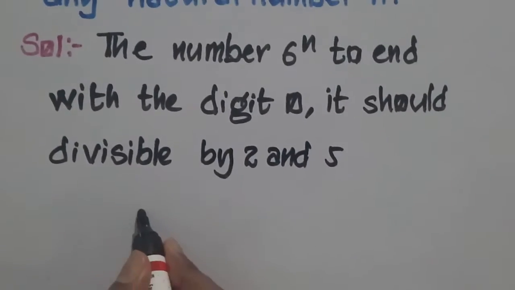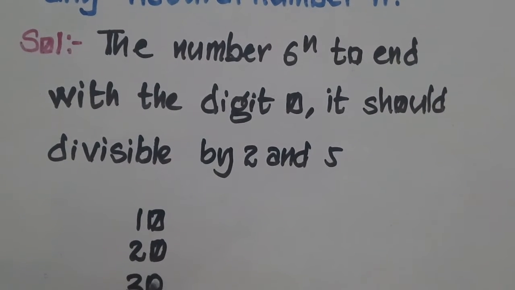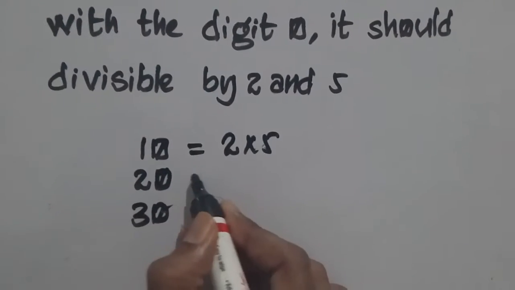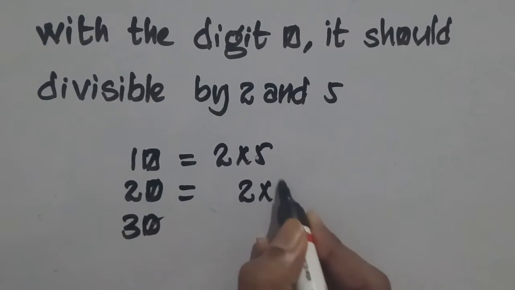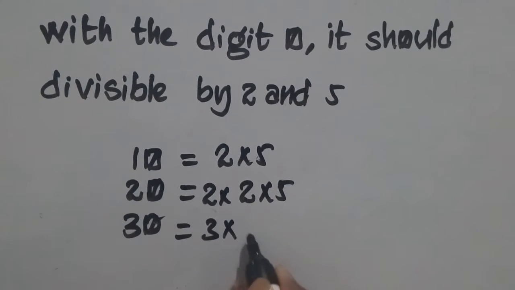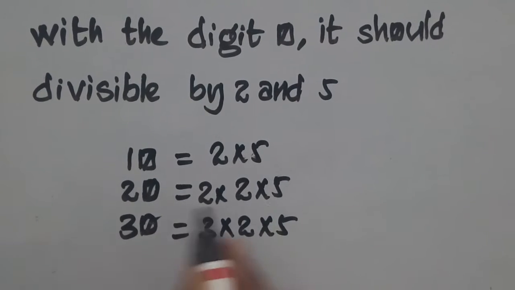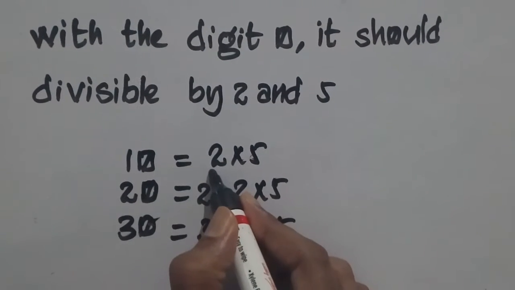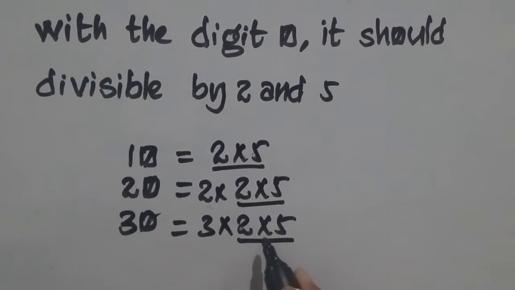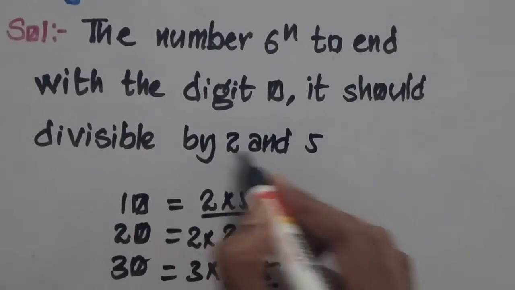Suppose I am taking for example 10, 20 and 30. See here, the factors of 10 are 2 and 5, and the factors of 20 are 10 into 2, and again 2 into 2 into 5. 10 into 3 is 30. In this also 2 and 5 are there, in this also 2 and 5, in this also 2 and 5 are there. That means 2 and 5 is a factor, so 10 is a factor. If the last digit is 0, then it should be divisible by 2 and 5.